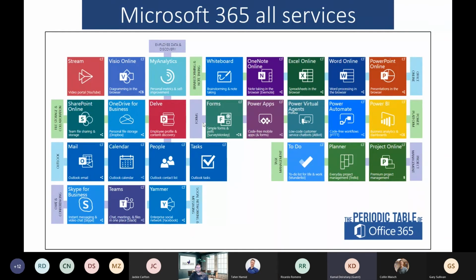I like this chart. It's called the periodic table of Office 365. It's an actual MVP in the Netherlands. He created this and shared it with others, but he has it in all languages. If you want to look it up, I can share the name of the person after. But they call it the periodic table of Office 365. It shows you all the tools in one picture.